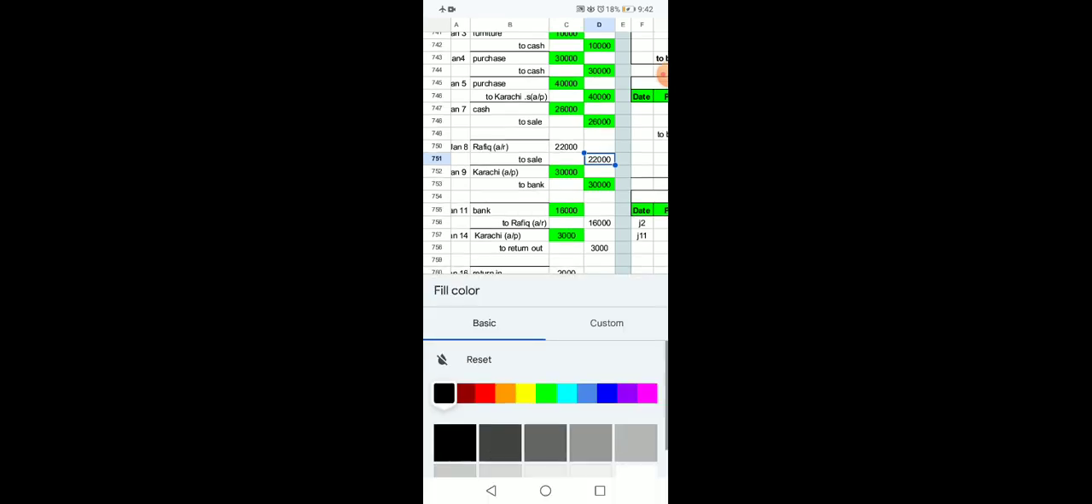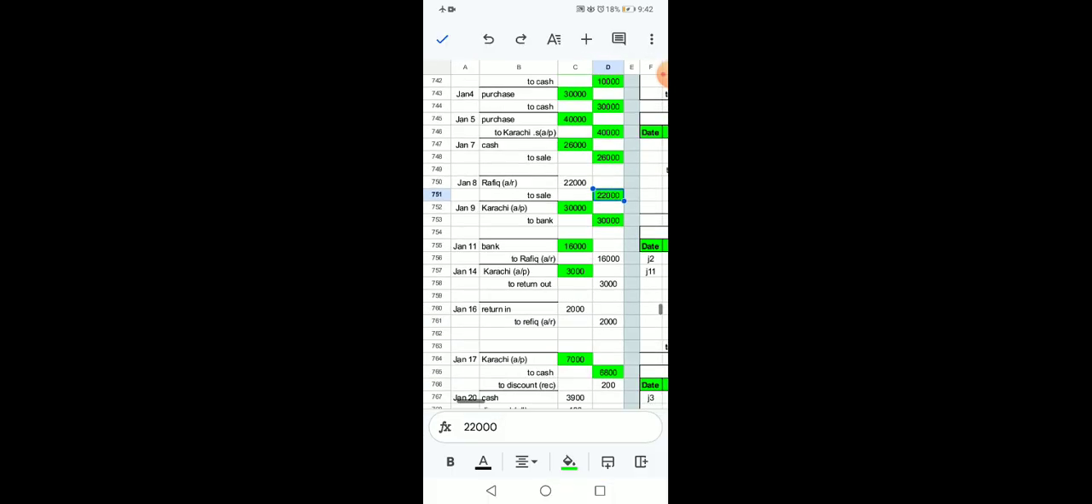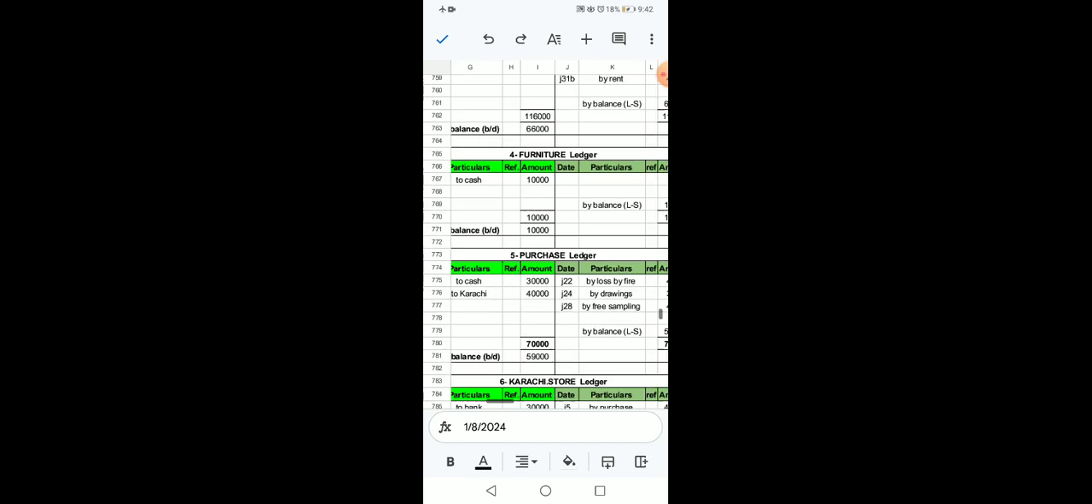So 22,000 was the amount. For sale it has been posted. Mark it as it has been done. This was entry January 8. For sale, write down the date, which is January 8. This way we have completed the posting of January 8. Alright, 2 entries are completed.